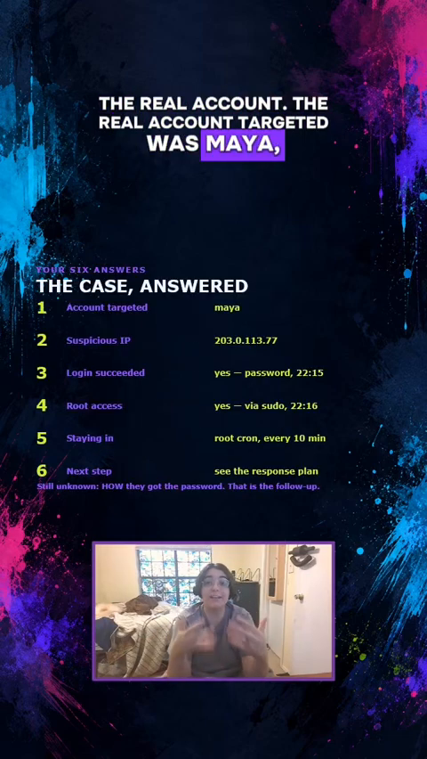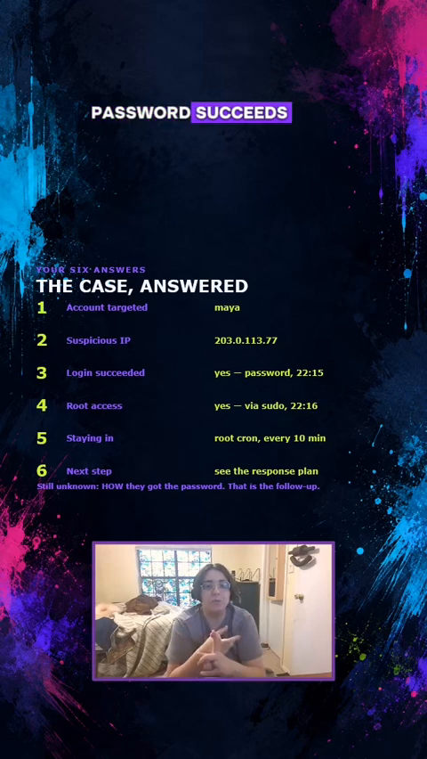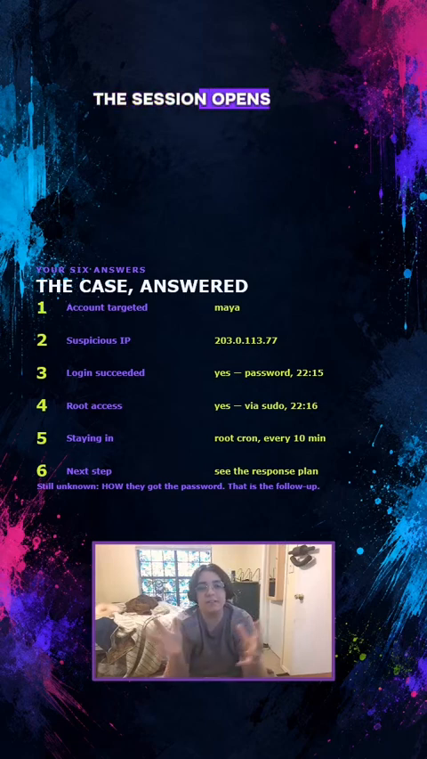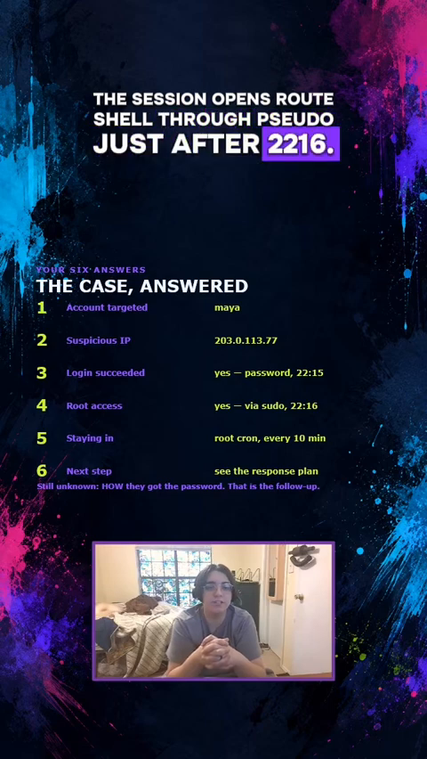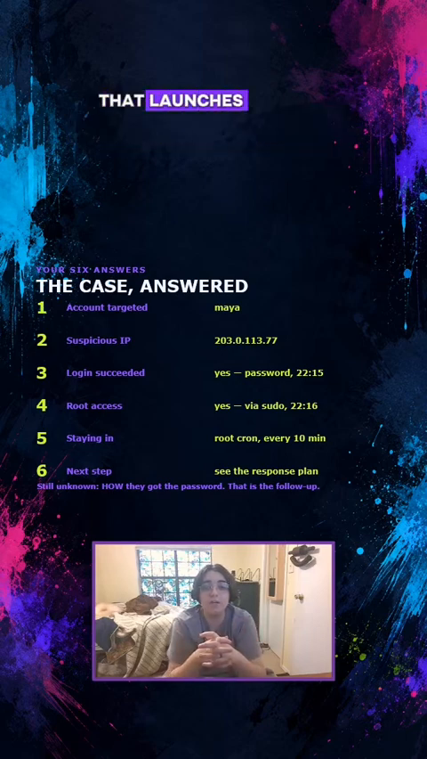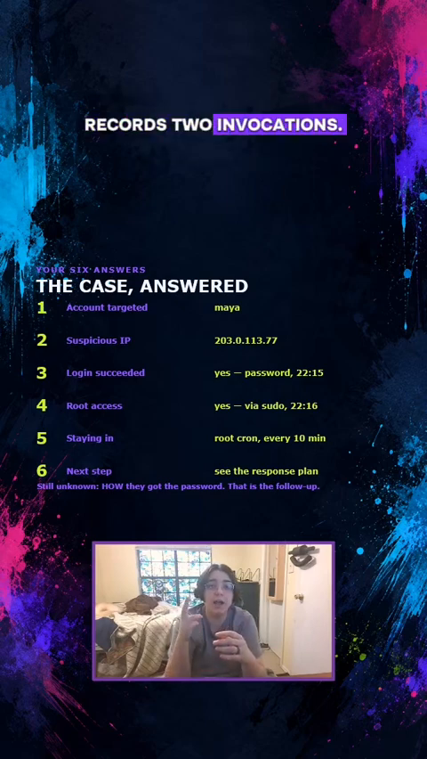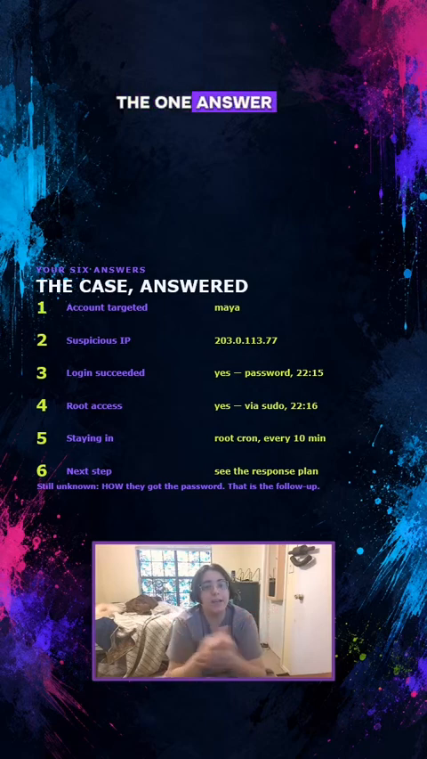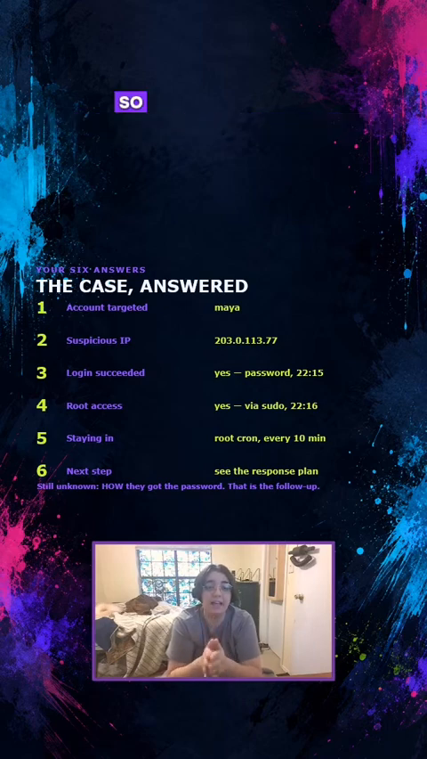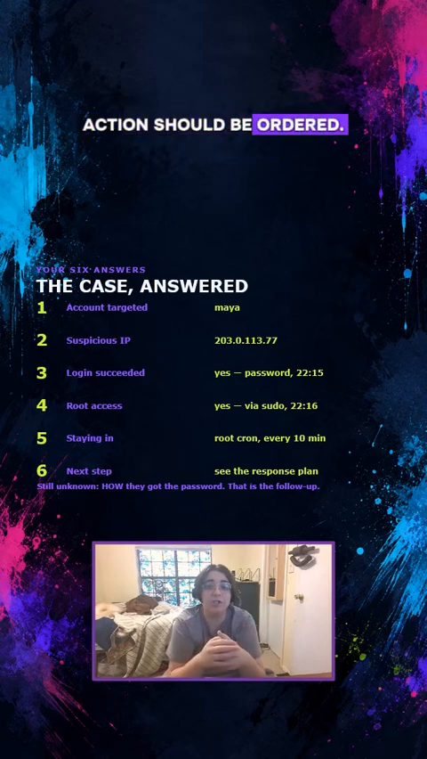The real account targeted was Maya, and the focus source is the address shown on screen. Password succeeds at 2215. The session opens a root shell through sudo just after 2216. Persistence is added through a root cron entry that launches every 10 minutes, and syslog later records two invocations. The one answer the evidence does not provide is how Maya's password was obtained. So the findings are clear enough to act on, but the unresolved entry method also affects how that action should be ordered.